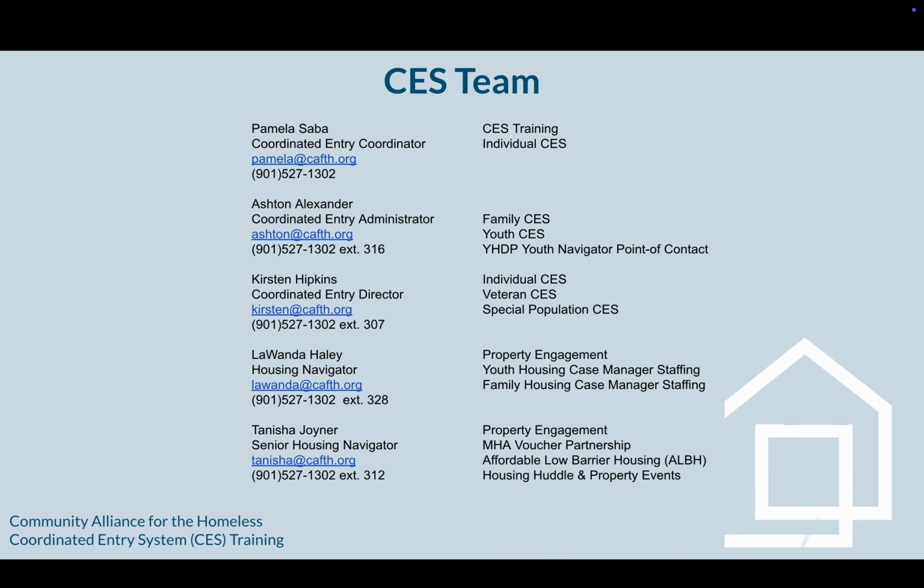Finally, to wrap up this training, here's all of the coordinated entry contact information, along with what area we all work in. If you have any further questions regarding this training or the quiz, you can reach out to me at pamela@caf.org. If you have specific HMIS system questions, please reach out to Emmett at helpdesk@caf.org. And once this training has been completed, please go ahead and take the quiz. The link is located on the website underneath this video.